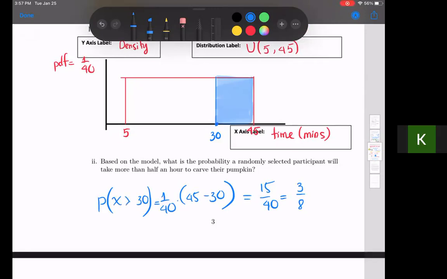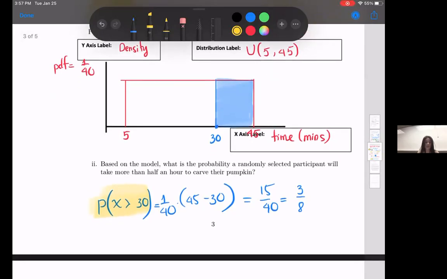Greater than, right? So I need you to give me the notation as well. It's very important that you know how to write things in notation, because later it matters. So the probability that somebody takes more than 30 minutes to carve the pumpkin is 3/8.